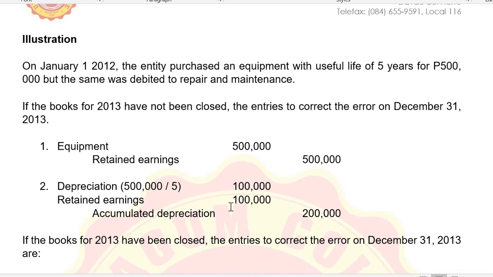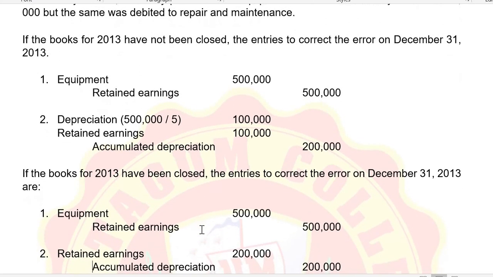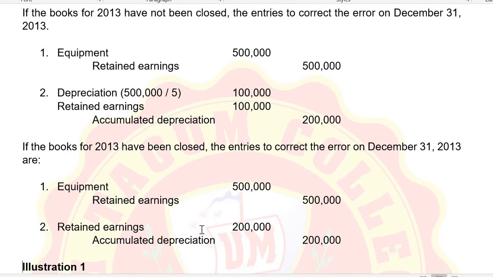Yan. So, if the books for 2013 have been closed, so still, you'll debit equipment for 500,000 and credit retained earnings for 500,000 to correct the error of recording it to repair and maintenance account, no? And since closed naman, yung depreciation mo for 2 years, no, will be debited na to retained earnings, no? And credit accumulated depreciation for 200,000.